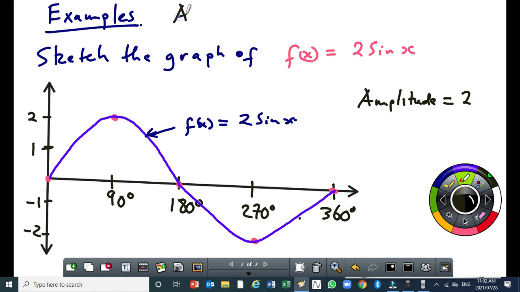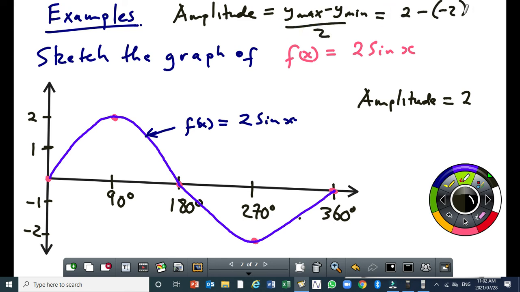So your amplitude is also equal to y max minus y min all over 2. So that will be 2 minus -2 over 2. That will give you 4 over 2, which is 2. Okay, so you can also get the amplitude by a calculation. But if you understood how to get it from the equation, then you don't need a calculation.